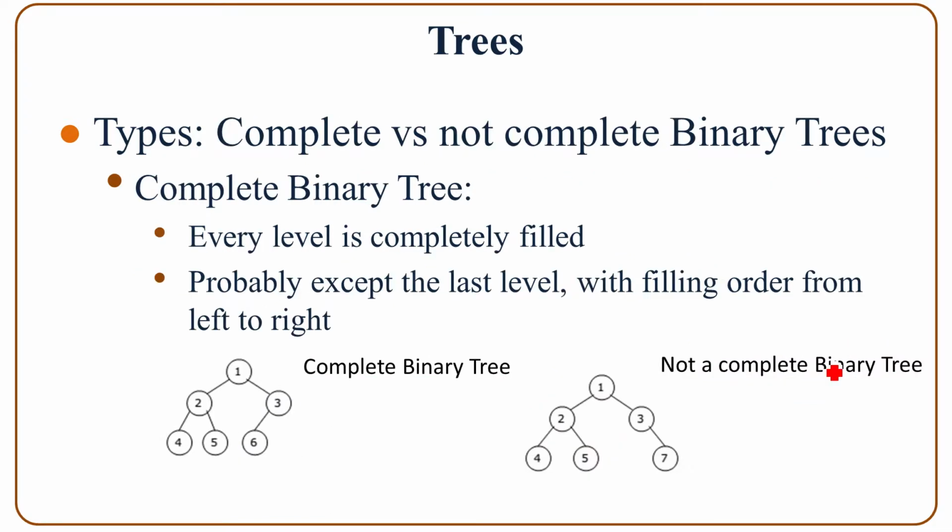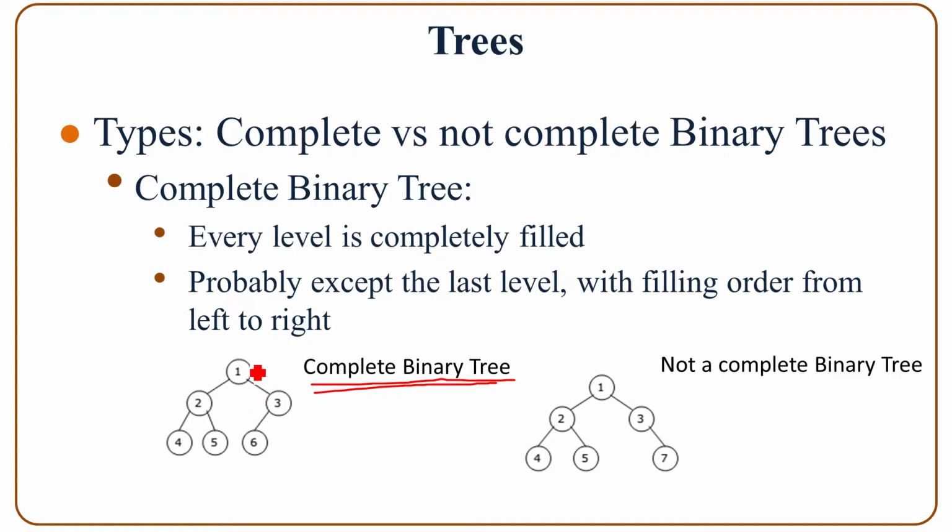Next, we talked about complete versus not complete binary trees. A complete binary tree is a binary tree in which every level is completely filled, except possibly at the last level, with the filling order from left to right. So look at the example. The example on the left is the example for a complete binary tree.